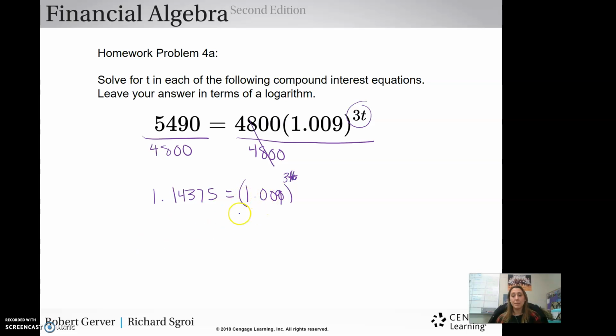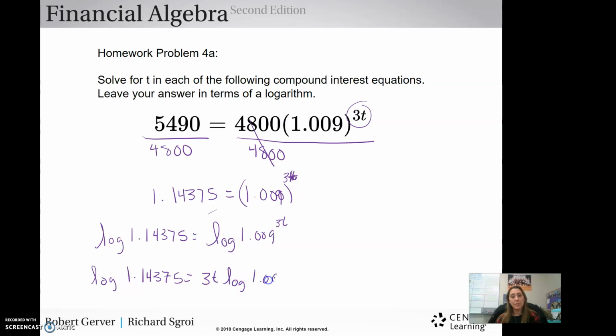Okay, now I'm going to use that log rule, because now I've got my exponential isolated, so I'm going to find log of 1.14375. It's going to be equal to log of 1.009 to the 3t, and I'm going to throw that out front, and I get log 1.14375 is equal to 3t times log 1.009. Okay, now we got to the part where we can deal with this. I need to get that 3t by itself, so I'm going to divide both sides by log 1.009.